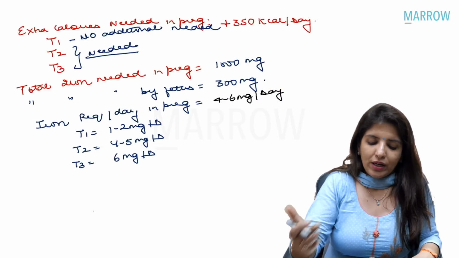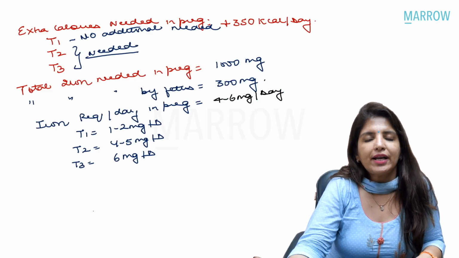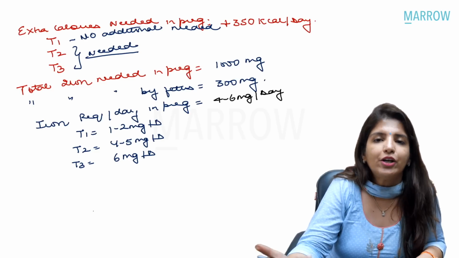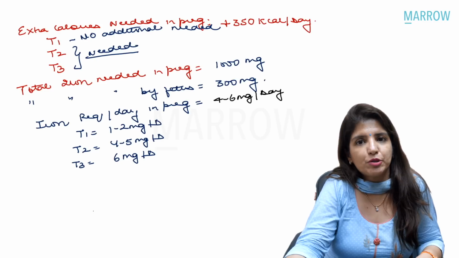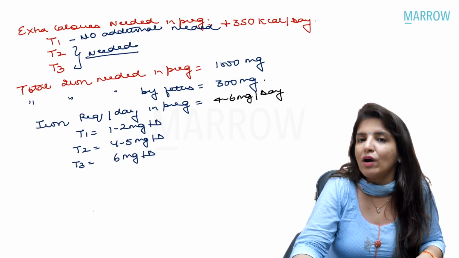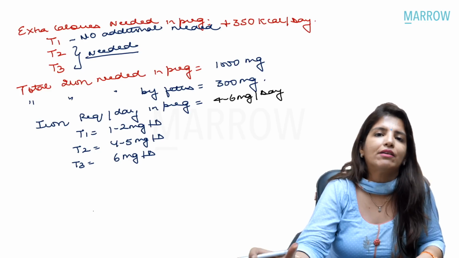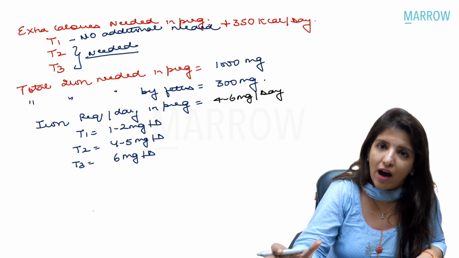Right? Now, what are the extra calories which are needed in pregnancy? The extra calories which are needed in pregnancy are 350 kilocalories per day. During lactation, it is 600 kilocalories per day. Trimester wise, you have to remember that in first trimester, no extra calories are needed. In second and third trimester, yes, extra calories are needed.